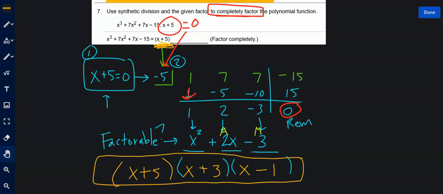I get negative 3 is my constant, 2x is my linear, x squared is my quadratic. And then I can think of things that multiply together to give me negative 3, that add up to positive 2. And obviously 1 and 3 are the only two choices. It's just a matter of which goes to the plus, which one goes to the minus. And if you want to add them up to 2, you've got to have a positive 3 and a negative 1.